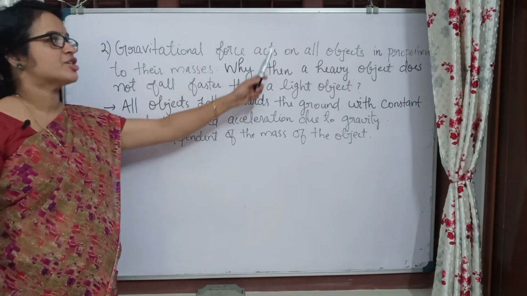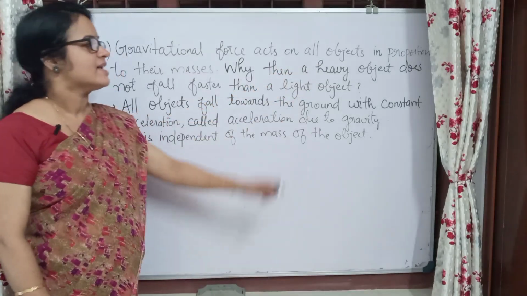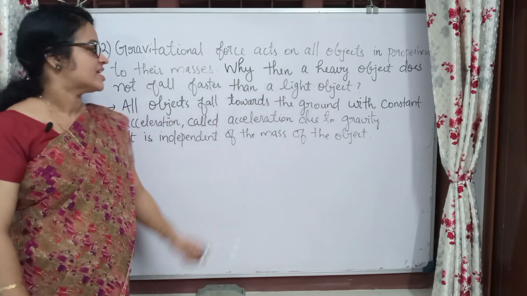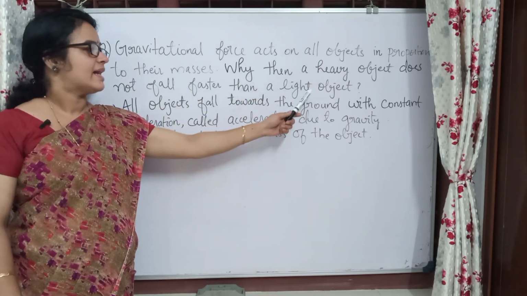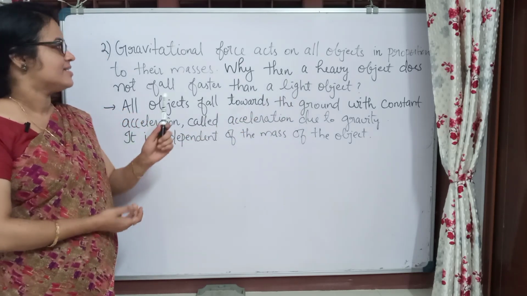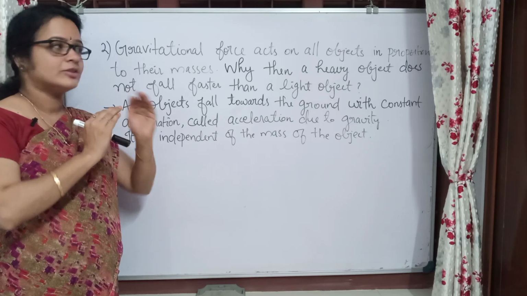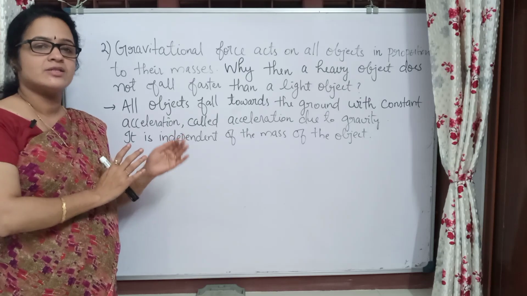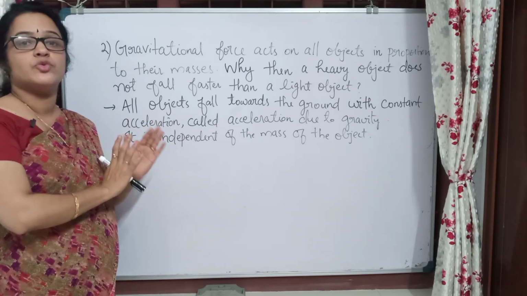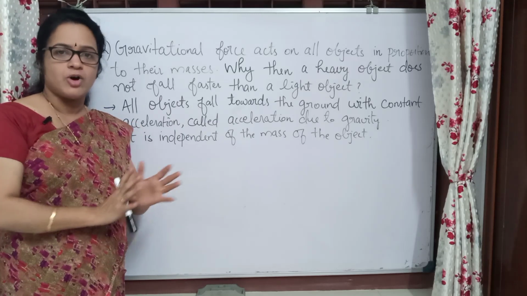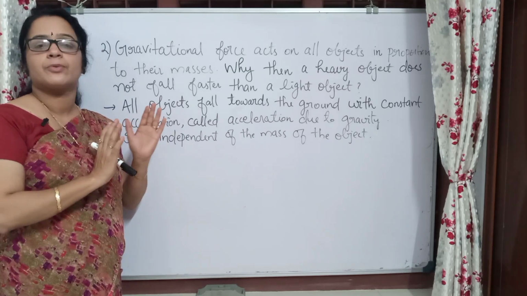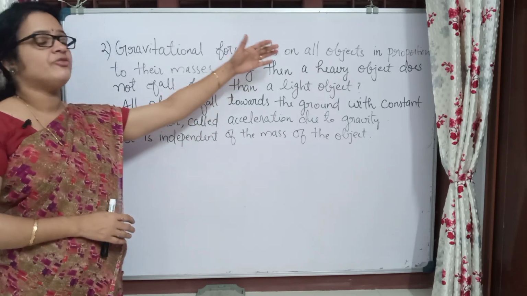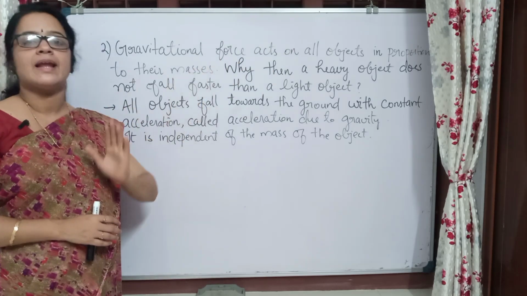The question is, gravitational force acts on all objects in proportion to their masses. Why then does a heavy object not fall faster than a light object? That is, gravitational force acts on all the objects, that means it is proportional to their masses. We have already seen in the universal law of gravitation that the force of gravitation between two bodies is directly proportional to the product of their masses, that means it is proportional to their mass. But why is a heavy object not falling faster than a light object?